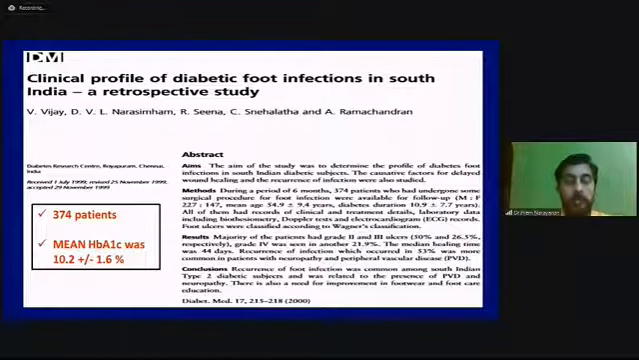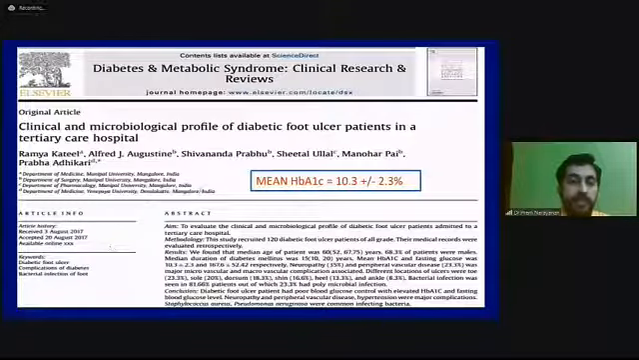Work is pending. Then the clinical profile of diabetic foot infections in South India, again from Chennai. First we have seen the situation from Kerala state, and next we move on to Chennai. You can see data from 374 patients, which showed that the mean A1C was 10.2 ± 1.6%, and the diabetes duration was around 11 years. Another data set, from Karnataka, is Mangalore: clinical profile of 120 patients showing that the mean A1C is 10.3 ± 2.3%.